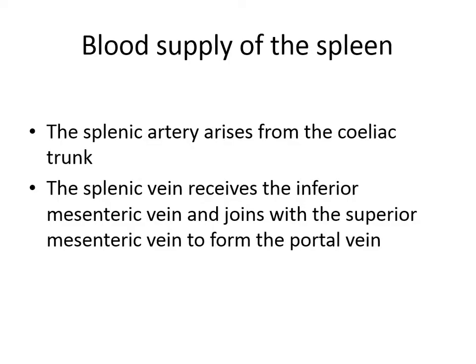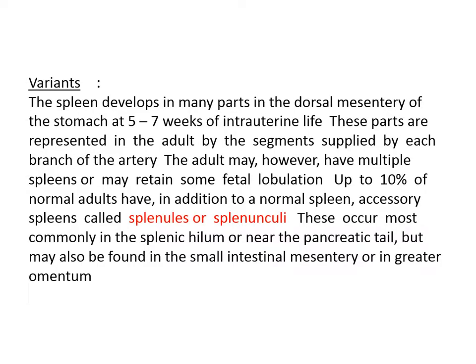We will discuss this later. Anatomical variants of the spleen are not rare. The spleen develops in many parts in the dorsal mesentery of the stomach at 5 to 7 weeks of intrauterine life. These parts are represented in an adult by the segments supplied by each branch of the artery. The adult may, however, have multiple spleens or may retain some fetal lobulations. Up to 10% of normal adults have fetal lobulation.